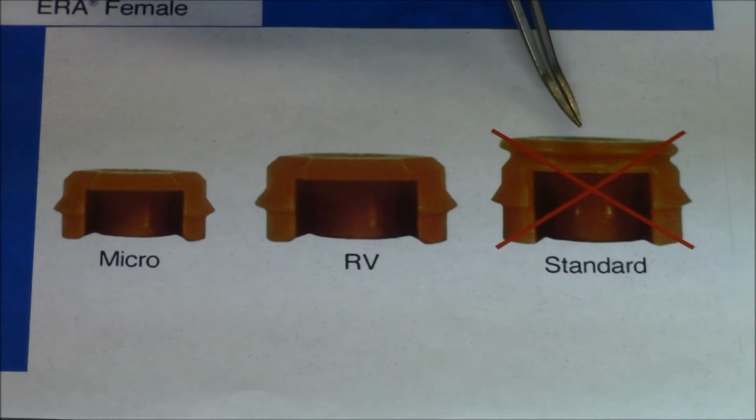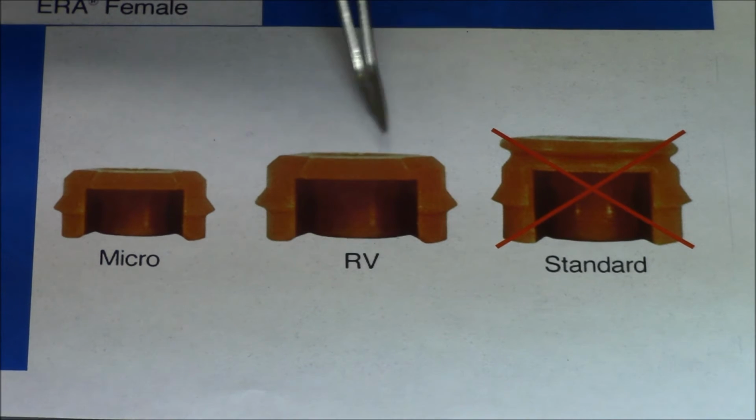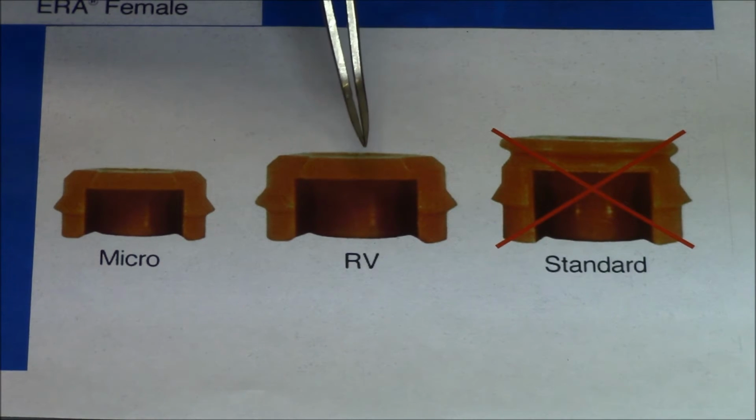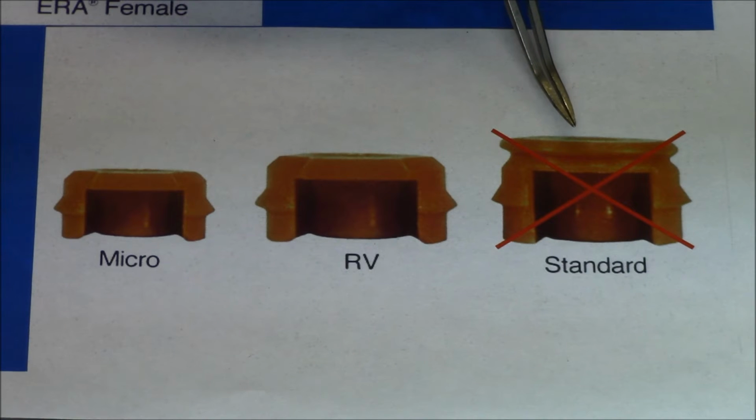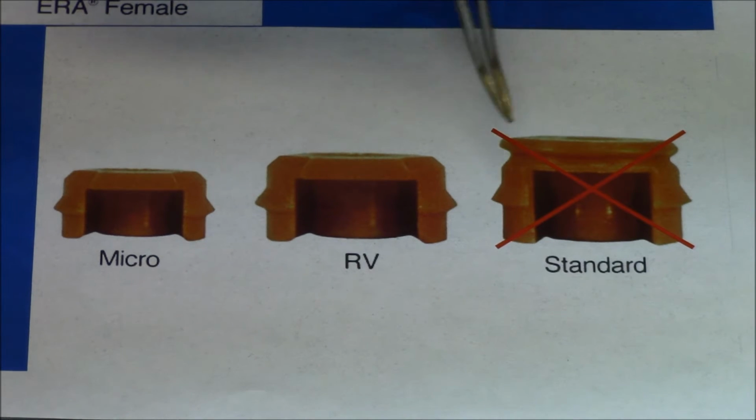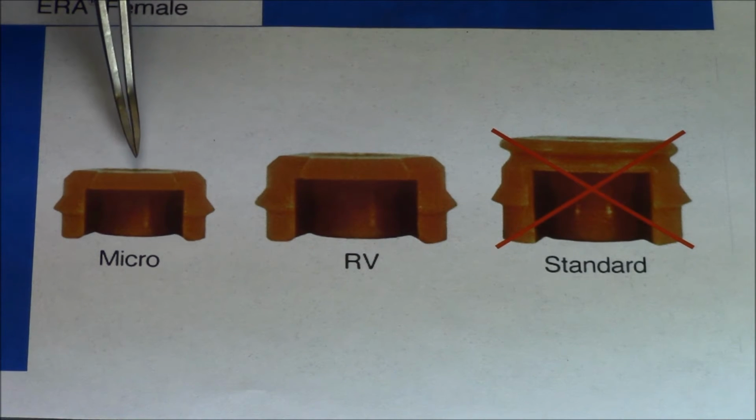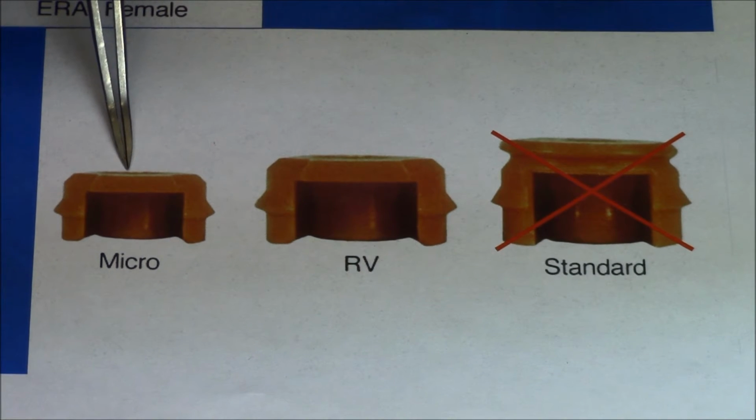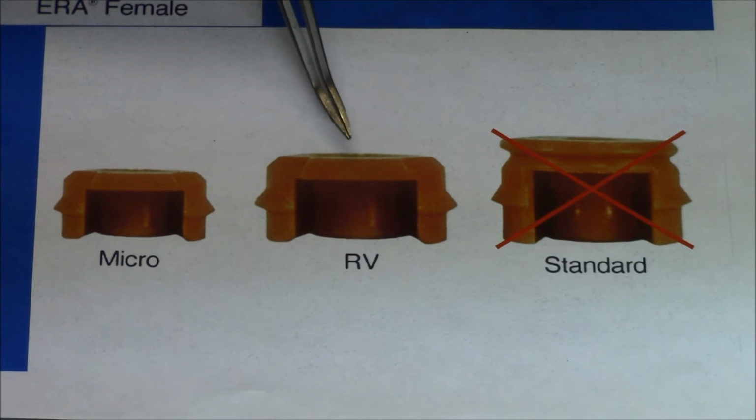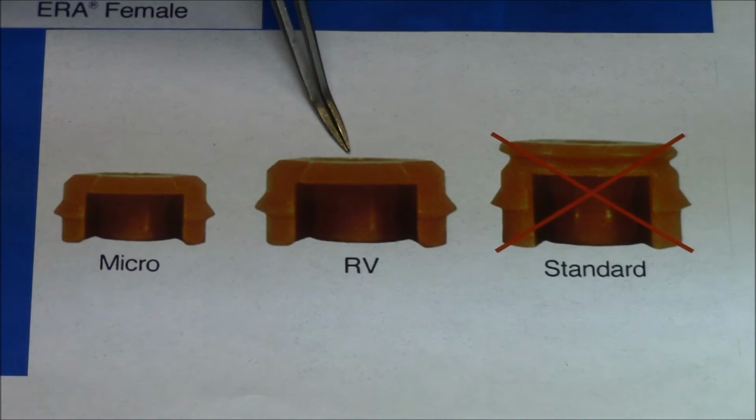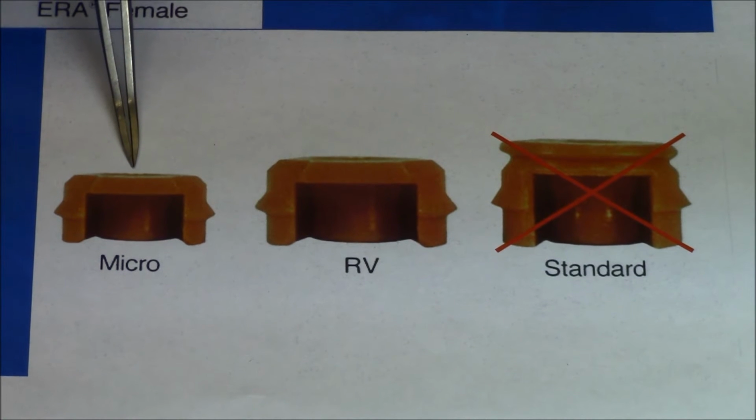So these are gone. But the RV and the standard fit on the same female. So today, the RV is, in essence, our standard. So every case that's out there, you can put the RV on. However, we'll see the differences between the two in just a moment. But what I wanted to mention is we have the micro. So within the partial denture today, we have the RV, standing for reduced vertical, and we have the micro.